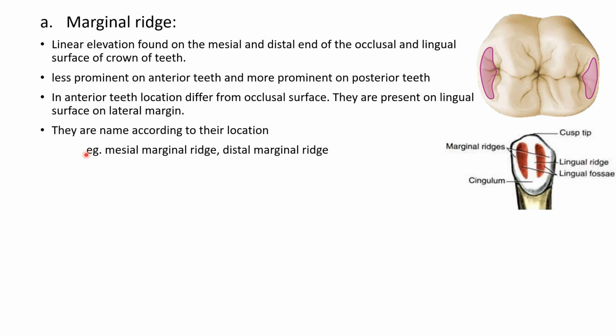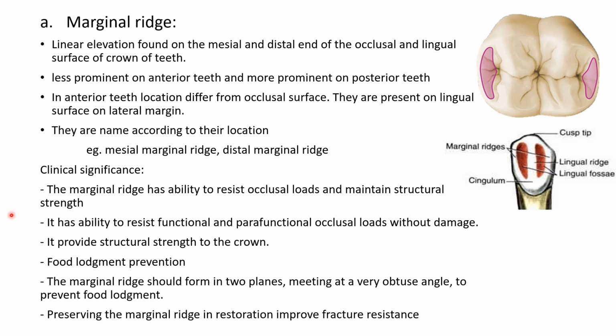Again, the names of these ridges are according to their location. So there is a mesial marginal ridge and a distal marginal ridge. This will be the mesial marginal ridge and this the distal marginal ridge. Even in this one, this is the mesial marginal ridge and this is the distal marginal ridge.